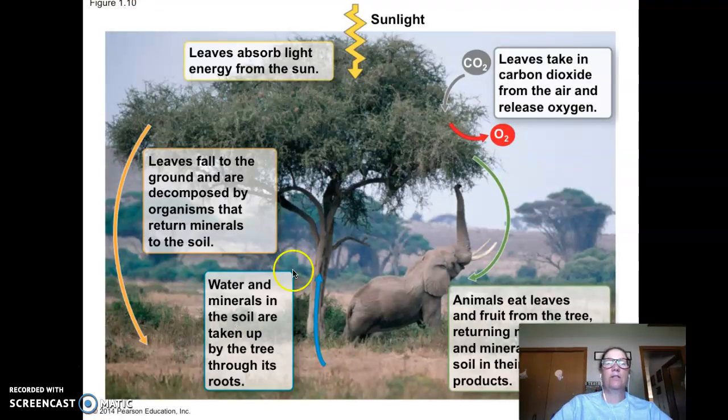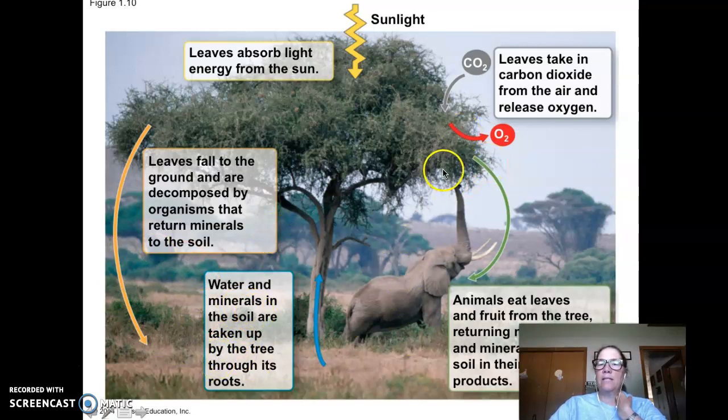And again, here's an example of interaction. We have a tree. It's absorbing sunlight, and it's sucking in CO2, and it's giving off oxygen, okay? Now we got Mr. Elephant, and he comes along, all right? Now this tree is interacting with physical things, water, minerals from the soil. When this tree loses leaves, they go down here and they decompose, and then they add more minerals to the soil, so they're helping the soil be more healthy.